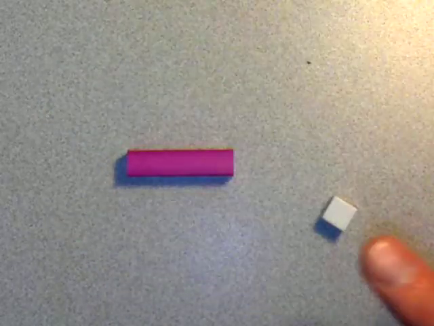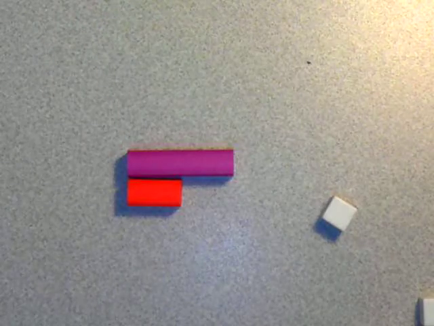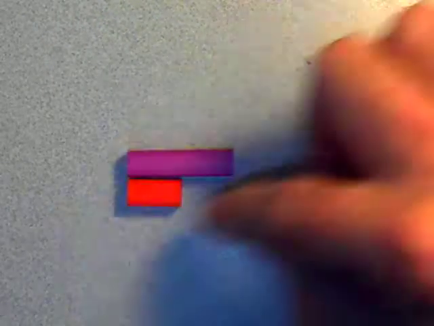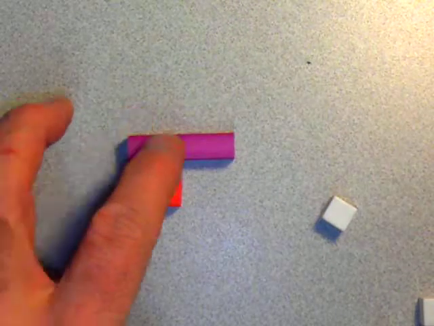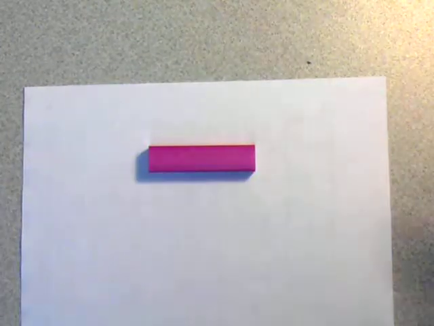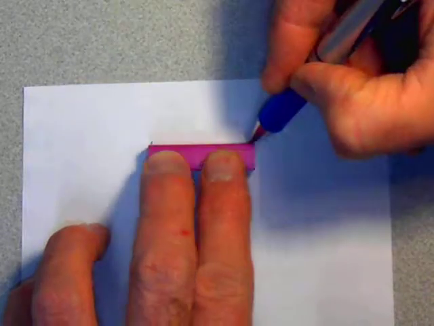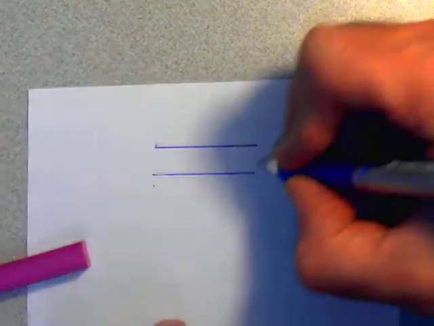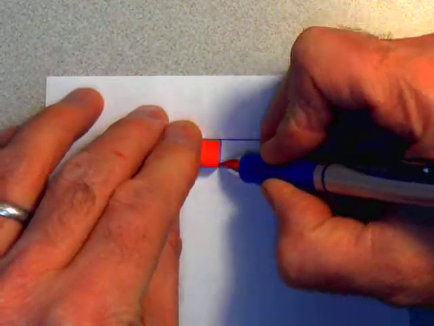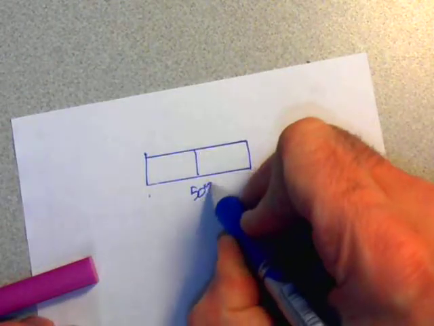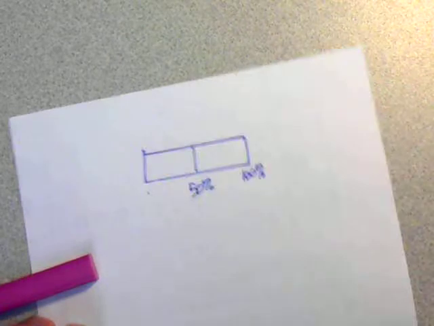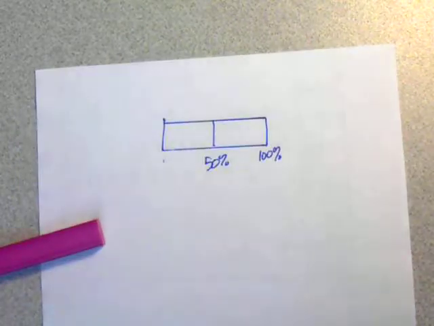I could use a red to represent 50%. So I can use these rods and trace around them. Once I trace around this as a whole, I can fit this inside of it to make 50%. For example, if I was looking to do 50%, I could use the purple, trace around it like this, draw in my lines, take my red, put it right there, draw a line, label 50% and label 100%. That's one way to do that with my purple.